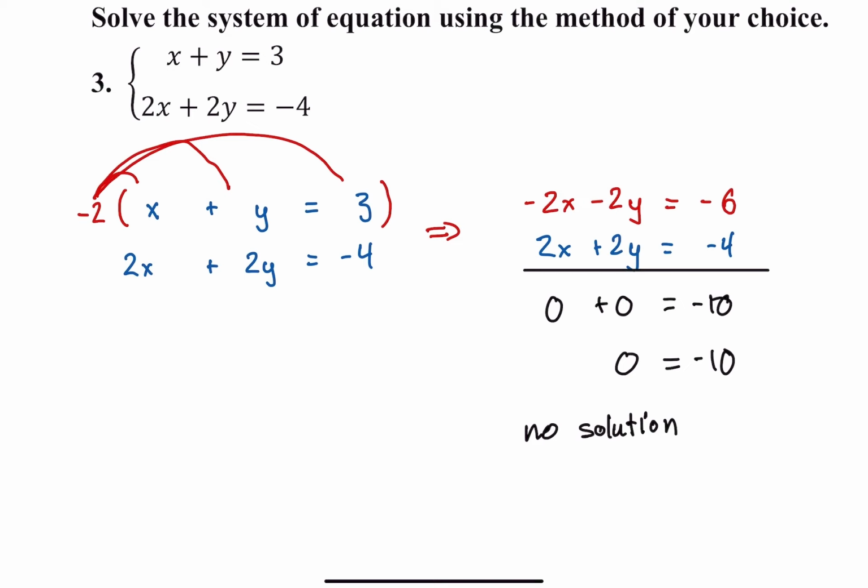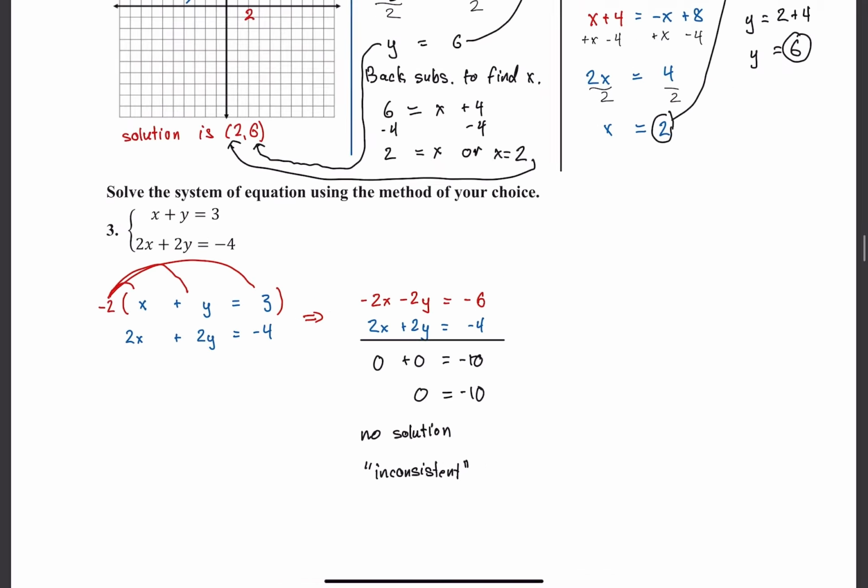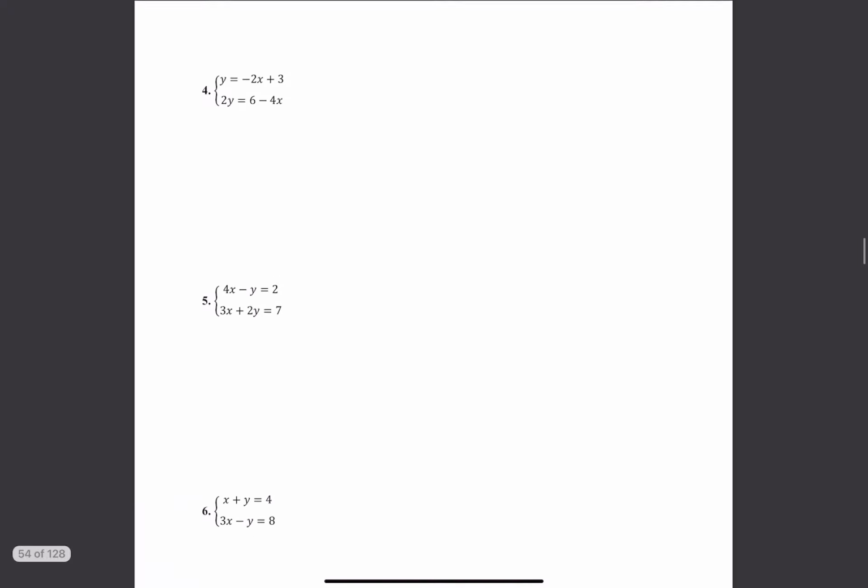Without looking back, does anyone remember the word we used to describe the system? It starts with "in." Inconsistent. So again, this is technically an inconsistent system. Any questions on this one right here? Okay. So let's look at the next page and see what we have.